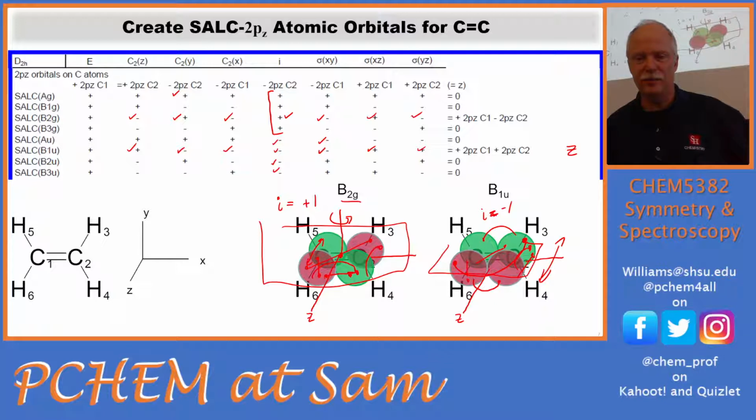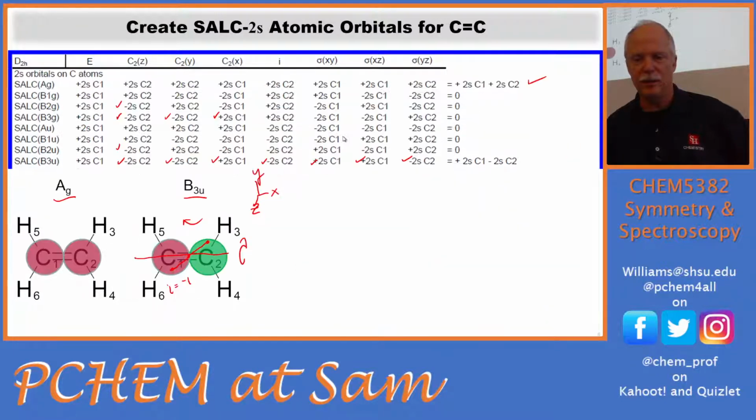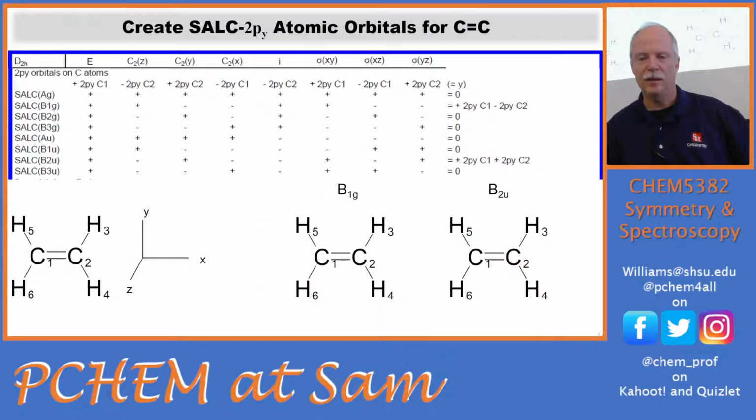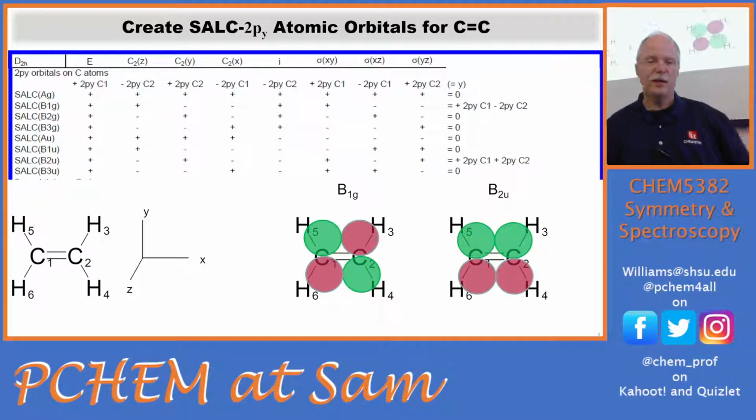Let's see. Where's my mouse? This one right here, again, this has the symmetry of X because it's along the X-axis, and this row has X on it. Okay, now let's look at these two. They're in the plane of the paper.